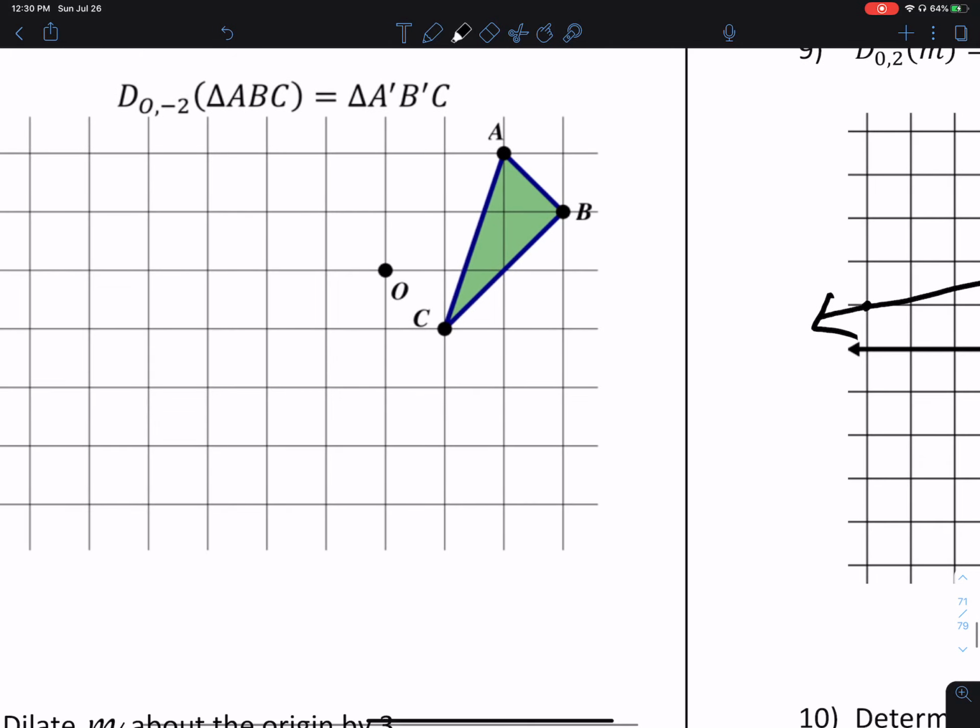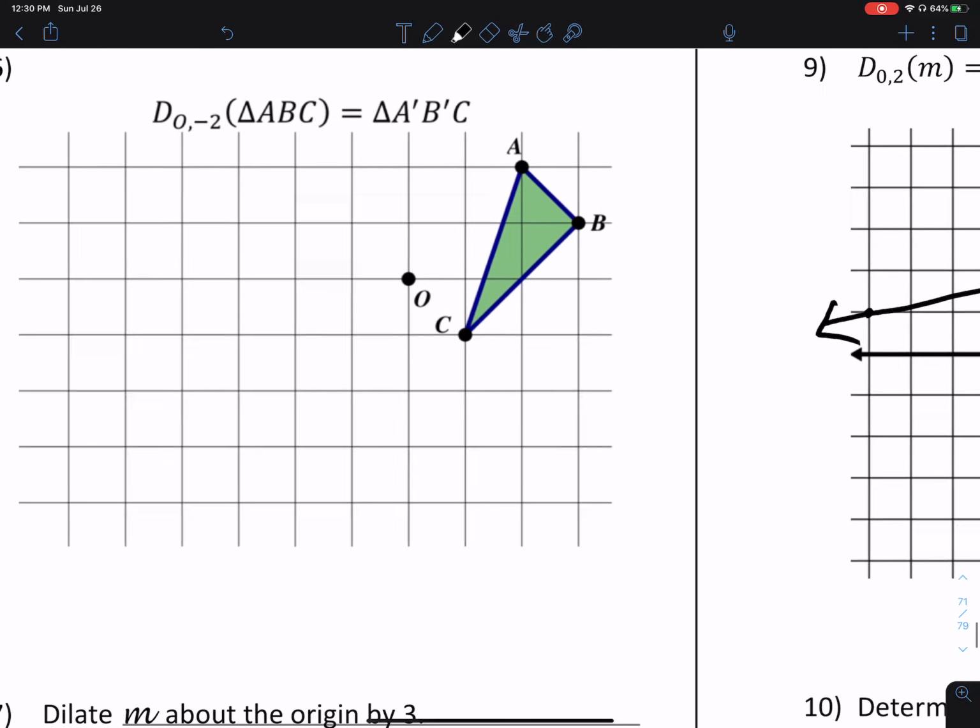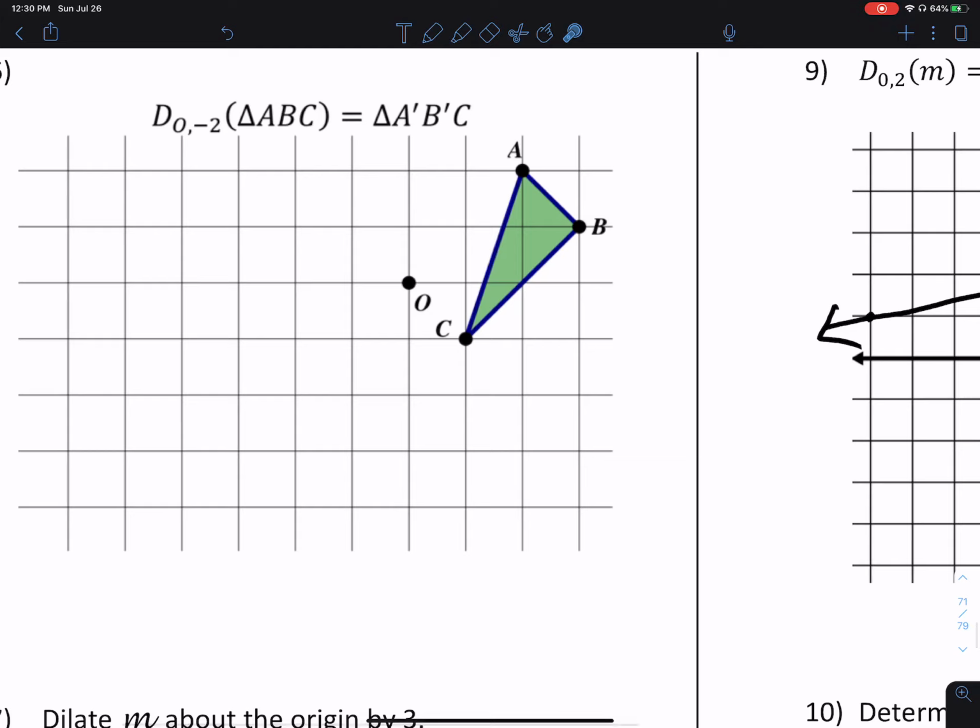Number 6, well, this is interesting. What do you suppose it means when it says dilate it by a negative 2? Everything we've had so far has been a positive. This is dilating by negative. Well, it means that we're going to go on the opposite side of the center, the point of dilation.